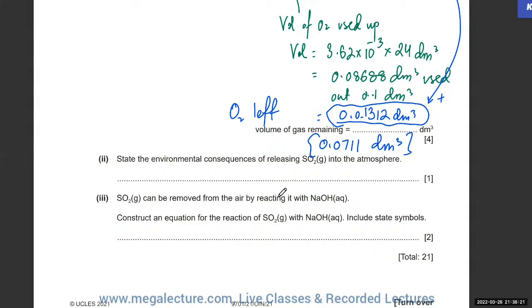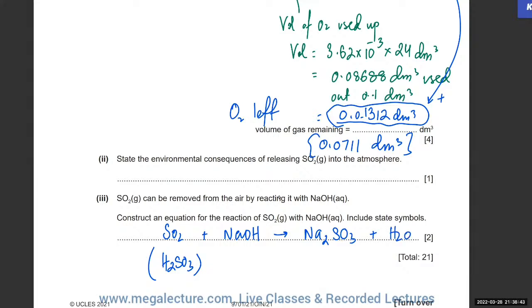SO2 can be removed by reacting with NaOH. Construct an equation. So whenever you have SO2, think of it as sulfurous acid. So when you're making an equation with NaOH, the salt that is going to be formed is going to be sodium sulfide plus water. So always think of it as a reaction of sulfurous acid with NaOH.